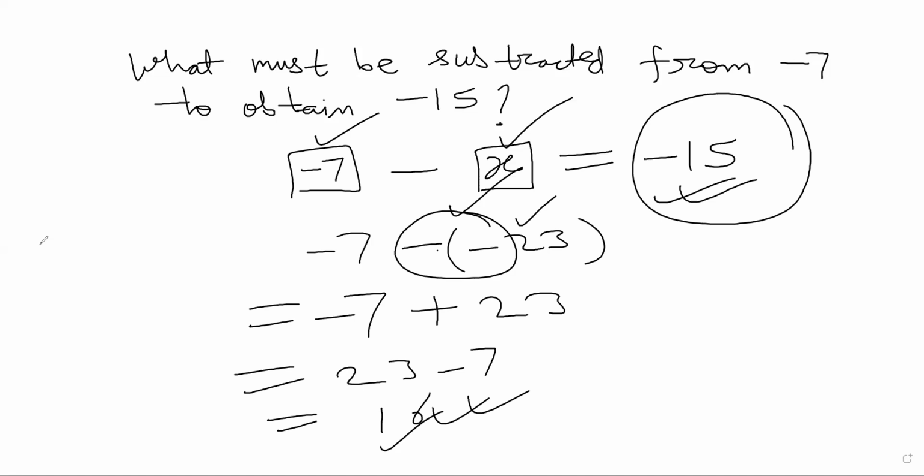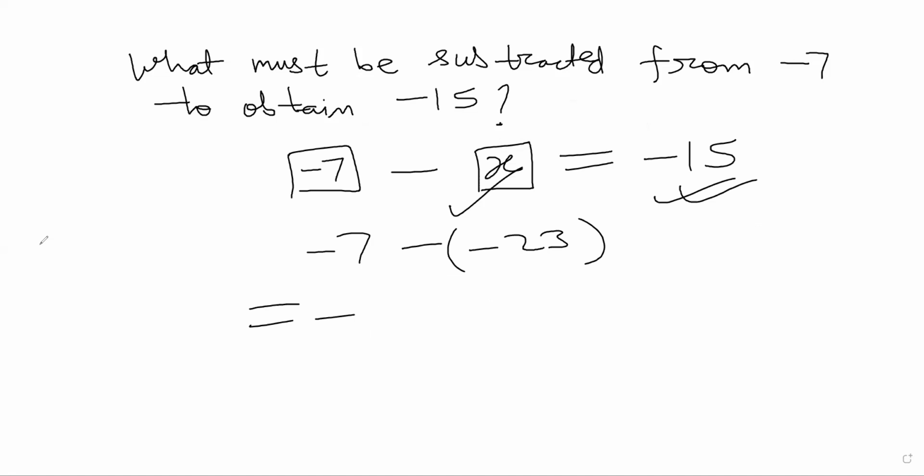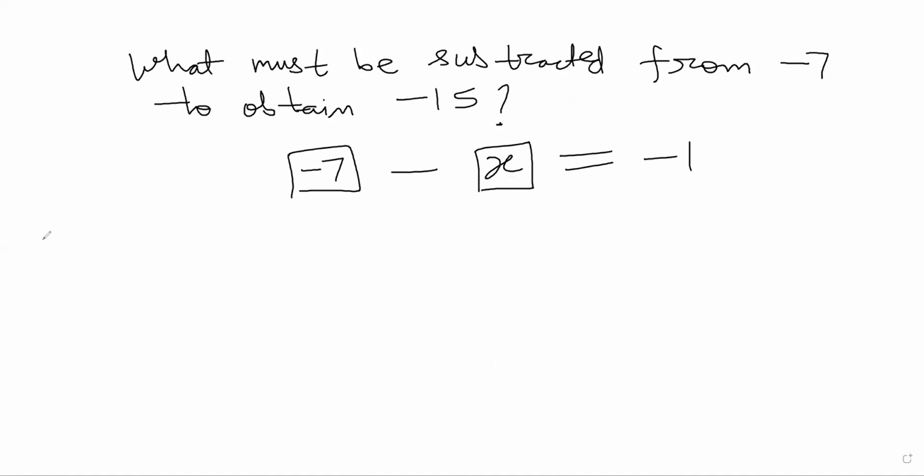Now tell me the steps, what are to be written. I will write it for you. Now just tell me what I have to write here according to you. This statement is clear. Now what I should write, tell me how you have done it. Sir, first I have written -7 minus X is equal to -15. Okay, that has been written.